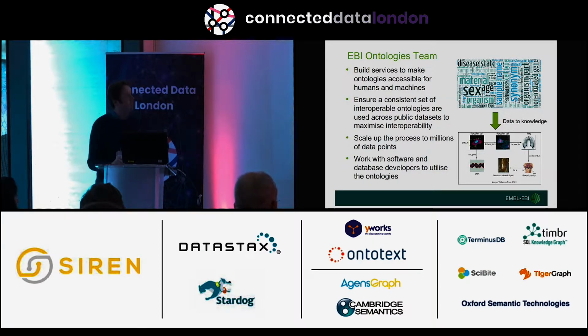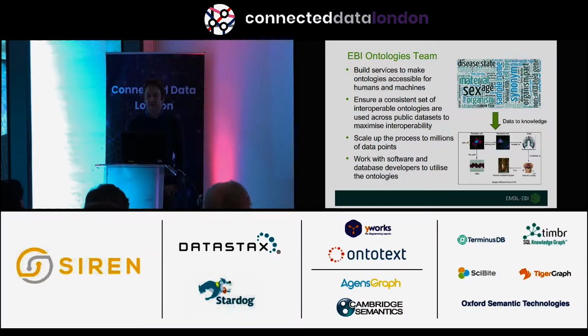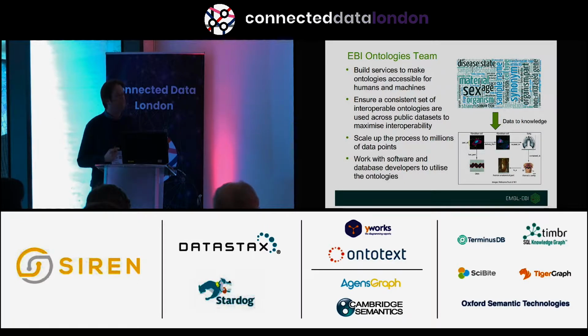So I run the ontologies team at EBI, and our goal is to build services that make all this ontology and terminology data accessible. Primarily accessible to humans, the biological curators, so that they can actually access all these ontologies, because they're all published all around the web. And also we want to make them accessible to machines, so that people can build pipelines that utilize the ontologies, or do analysis with data that takes advantage of this rich data.